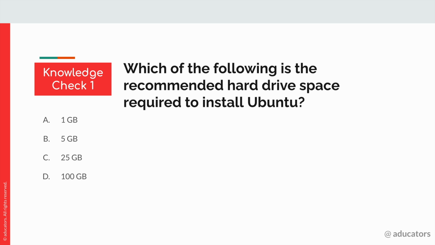Now question number 1. Which of the following is the recommended hard drive space required to install Ubuntu? Option A: 1 GB. Option B: 5 GB. Option C: 25 GB. Or option D: 100 GB. Write down your answer in the comment section.